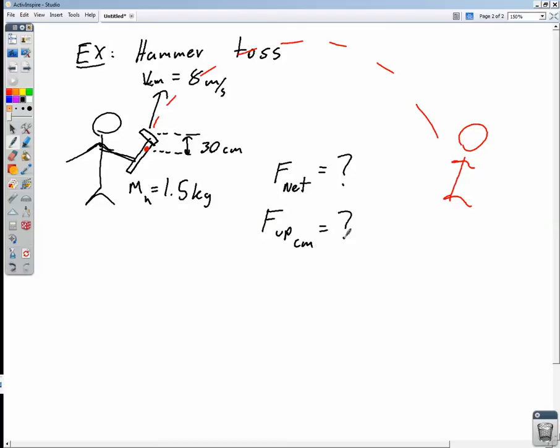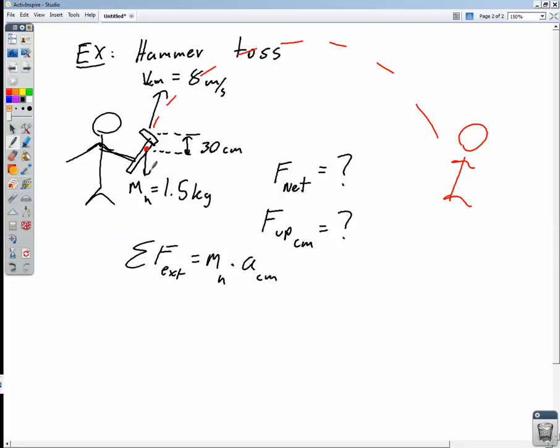Okay? So we don't really care where the center of mass is here. We don't care where the guy is applying the force. We just say the sum of the external forces acting on the hammer is equal to the mass of the hammer times the acceleration of the center of mass of the hammer.